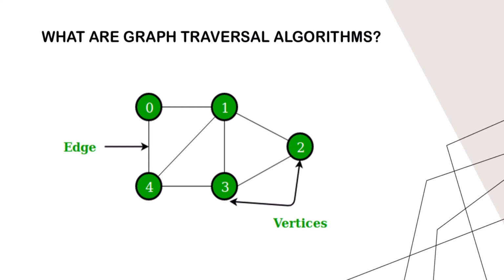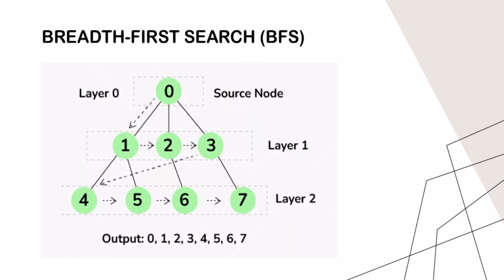Graph traversal algorithms are used to visit nodes in a graph in a specific order. Traversals help us find paths, search for elements, and solve problems involving relationships between nodes. Let's start with the two main traversal techniques, BFS and DFS.